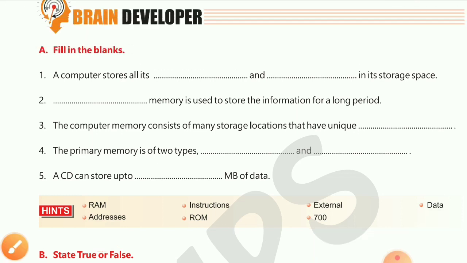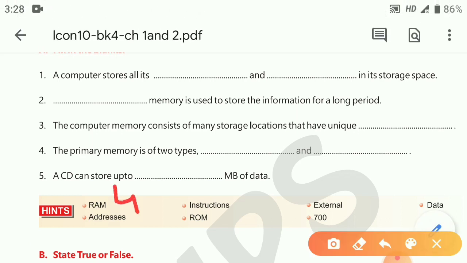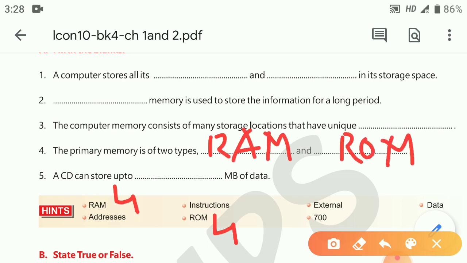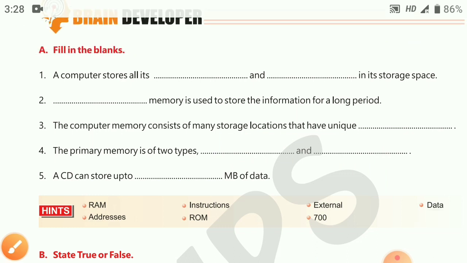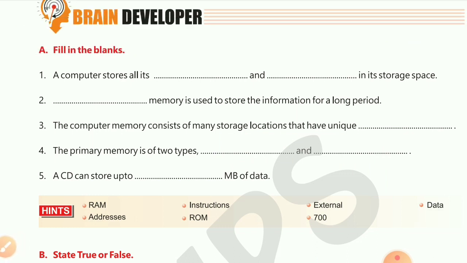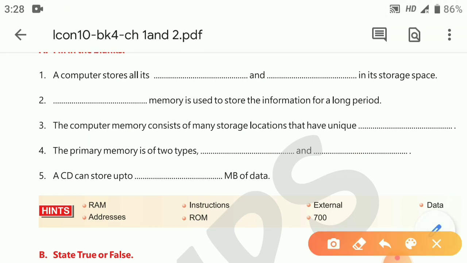Number 4. The primary memory is of two types, dash and dash. Which are primary memories? Yes, RAM and ROM. So write first RAM and second ROM. Here RAM and ROM. Very good. Number 5. A CD can store up to dash MB of data. How many MB of data can a CD store? Yes, 700 MB. So write down the answer 700 in the number 5 blank.